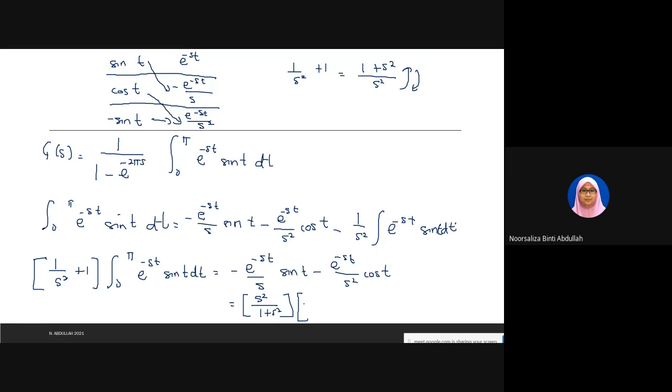Okey, lepas tu ni okey. Ni salin balik lah. Negatif eksponen negatif st per s sin t tolak eksponen negatif st per s kuasa 2 cos t. Okay. Cuba. Okay. Lepas tu, tak muat lah pula dekat sini S kuasa 2. Dah habis dah. Sekejap.